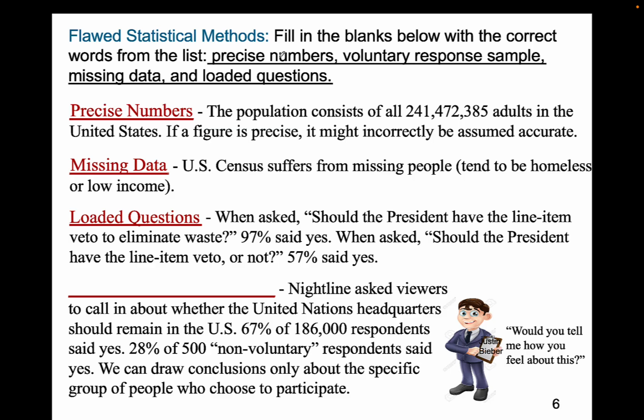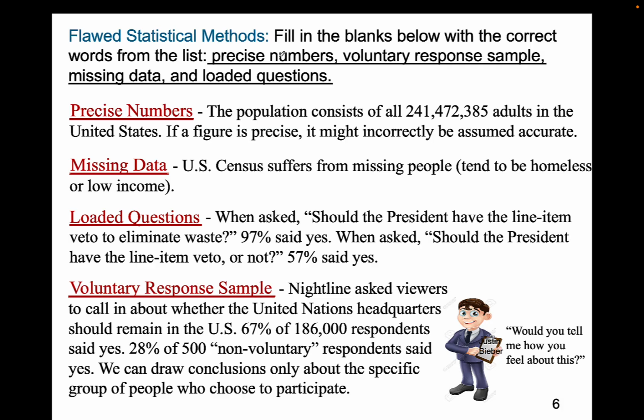Notice that when they took the word waste out and asked should the president have the line item veto or not, only 57% said yes compared to 97%. That's huge. It's a loaded question. Look out for them. These are flawed statistical methods. Last one. If you put voluntary response sample, you are right.